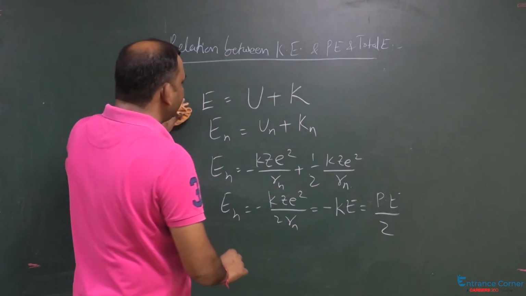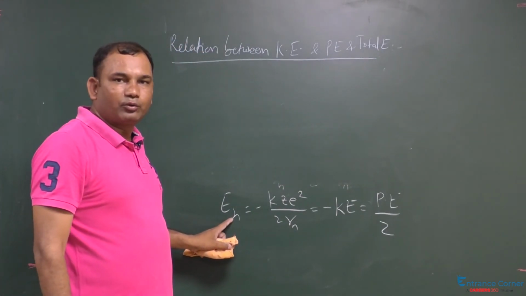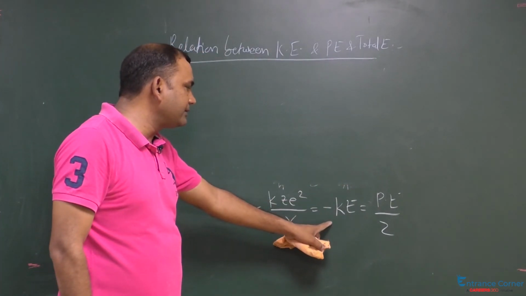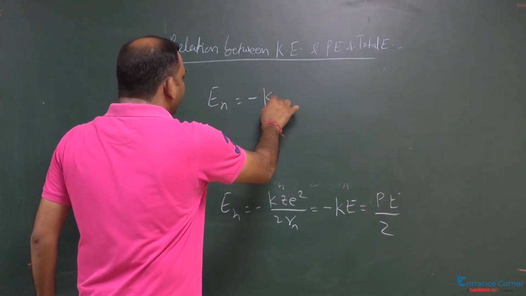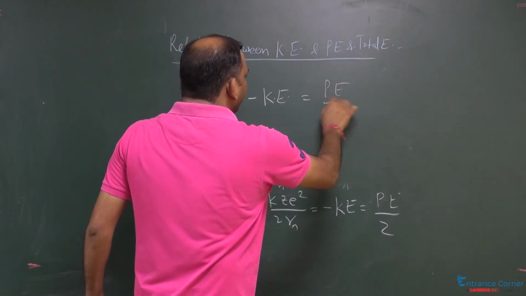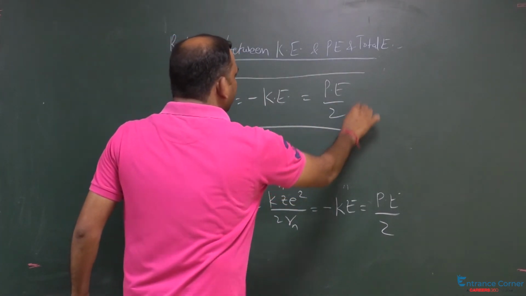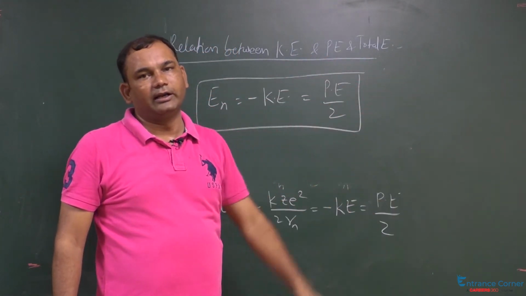So, what is the relation between total energy, kinetic energy and potential energy? We can write that total energy must be equal to the negative of kinetic energy, and that is equal to potential energy by 2. So, this is the relation between kinetic energy, potential energy and total energy. Thank you.